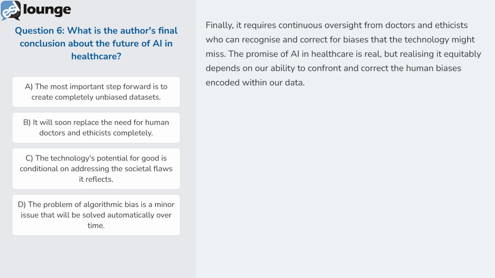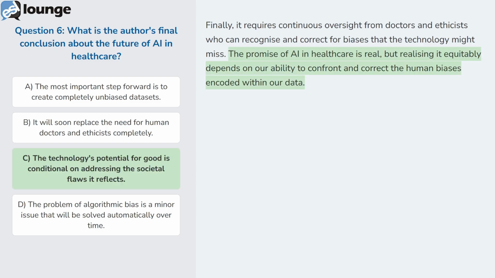Pause the video now to think about your answer. The correct answer is C. The text concludes that realizing AI's promise equitably depends on our ability to confront and correct the human biases encoded within our data.